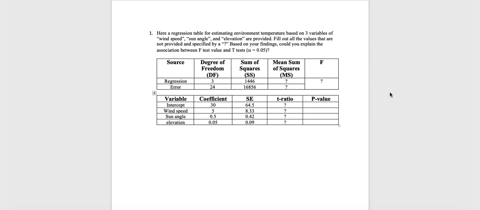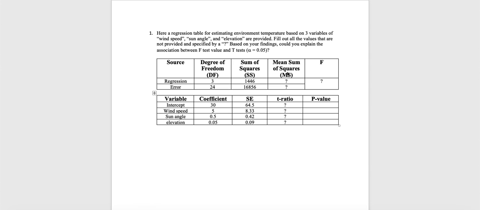So this is a two-part problem. First, we're going to have to go through these tables and fill out all these question marks using a formula. And then second part, we're going to have to explain the association between f-test value and t-test.